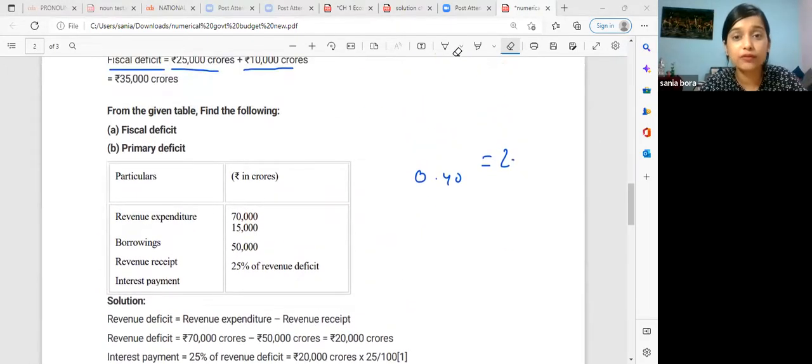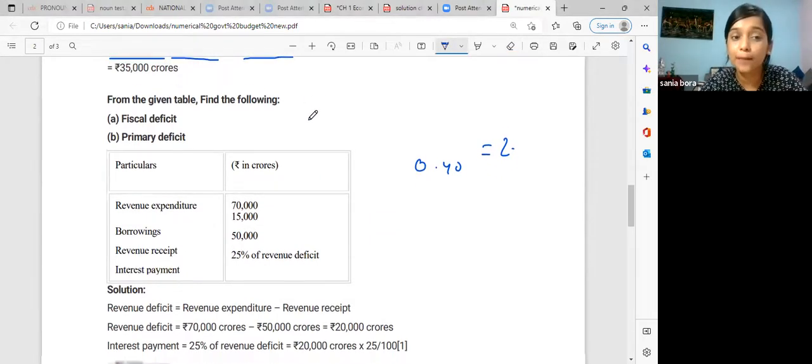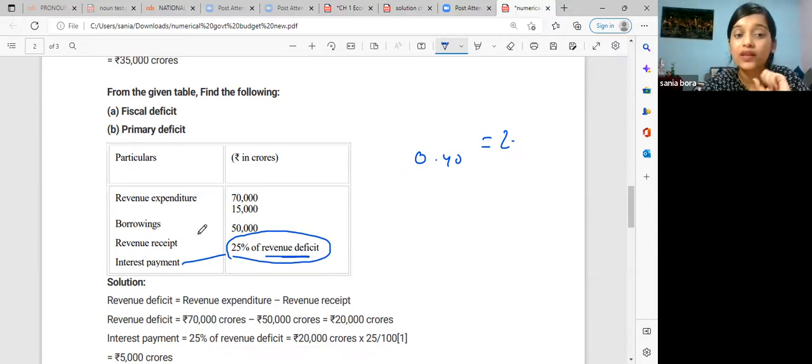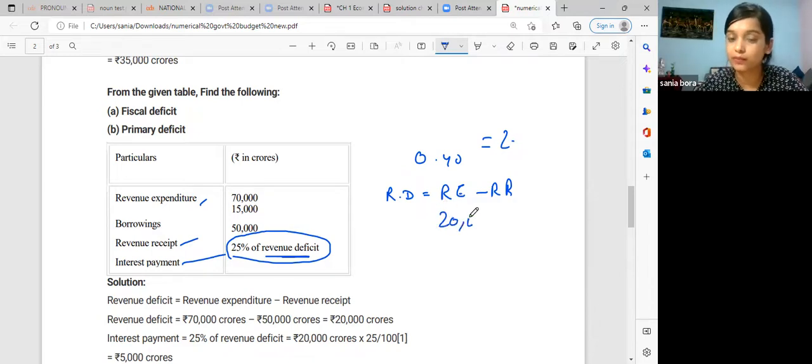See, first what you have to do, you have to find fiscal deficit. Of course the formula is very clear to you, right? But over there, it is mentioned 25% of revenue deficit. Your interest payment is 25% of revenue deficit. That means you have to first find out the revenue deficit, only then you can find out the interest payment, right? So the revenue deficit formula is revenue expenditure minus revenue receipt. Revenue expenditure is given, revenue receipt is given. You'll simply solve it and you'll get 20,000 crore.